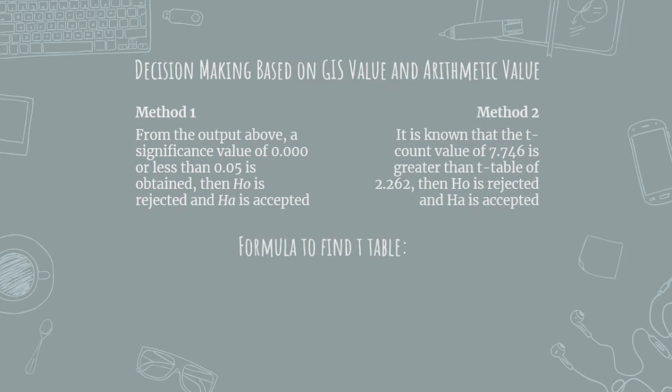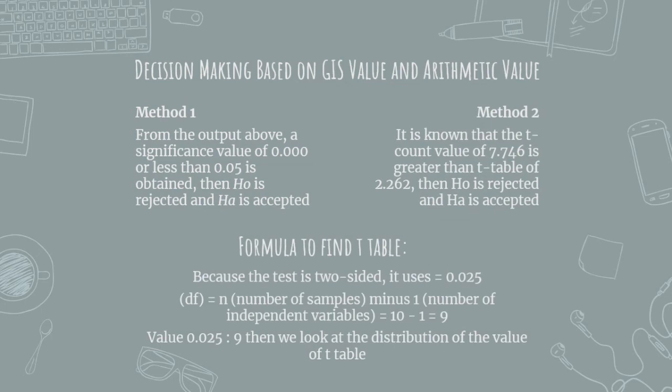And here is the formula to find the t-table. Because the test is two-sided, it uses 0.025, with df equal to n, the number of samples, minus 1, the number of independent variables, which equals 10 minus 1 equals 9. And then the value 0.025 with df 9. Then we look at the distribution of the t-table values.